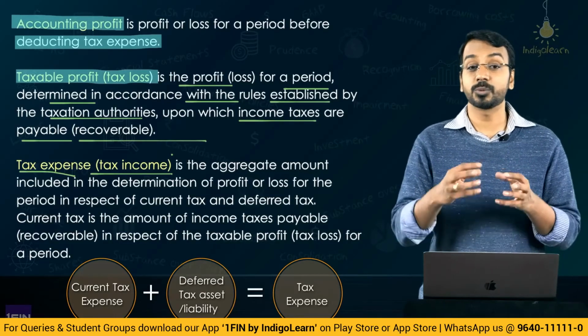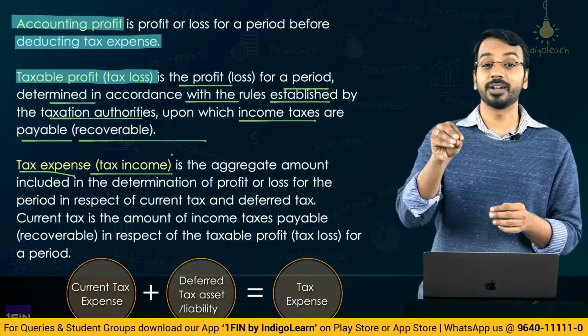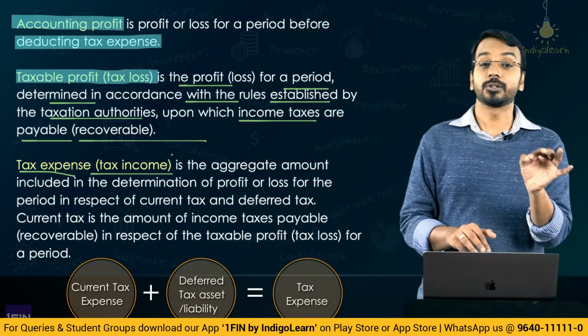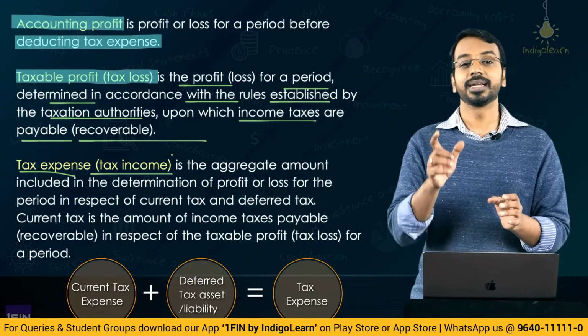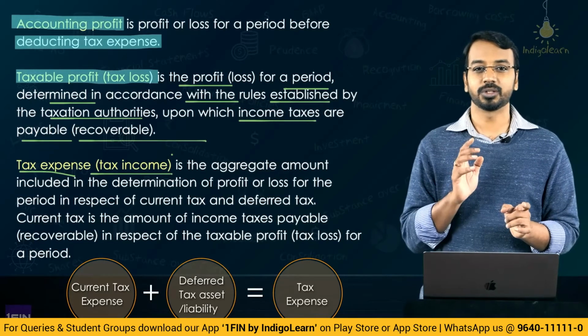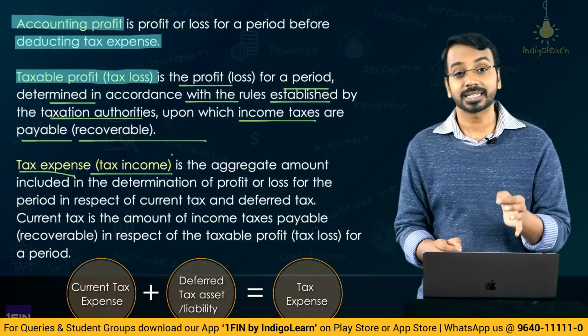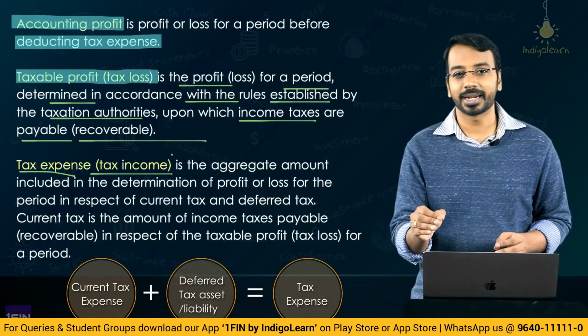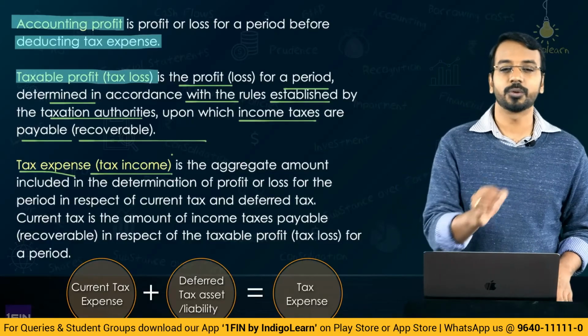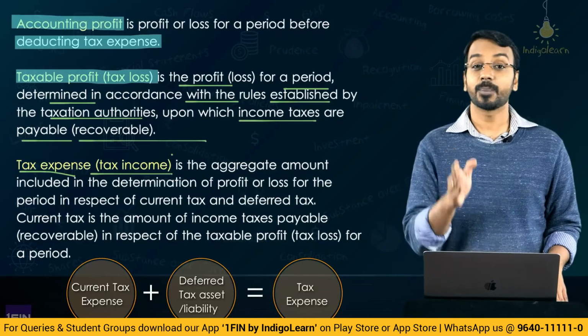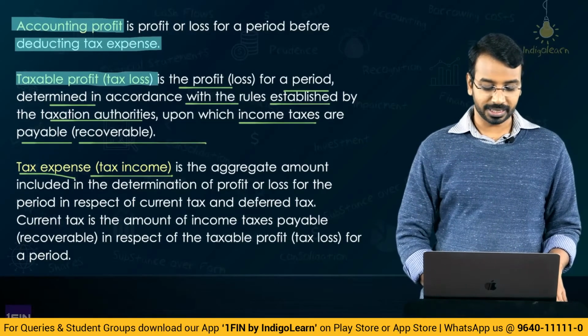Or it could be a case where there is a current tax expense of, let us say, 10,000, and there is a deferred tax asset or a benefit of 2,000. So, the tax expense will be 10,000 minus 2,000, 8,000. Say there is a current tax expense of 10,000 and a deferred tax liability of 2,000, then the total tax expense will be 10,000 plus 2,000, 12,000. So, tax expense is equal to current tax plus deferred tax.